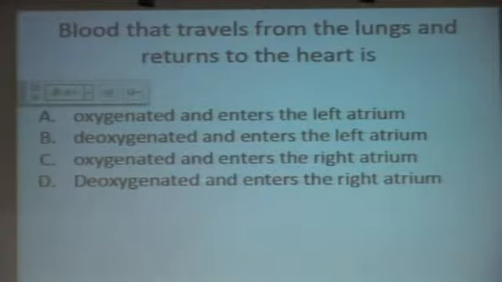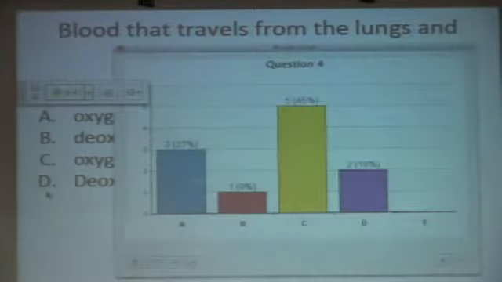Okay. And then those are our results, and then we can talk about them. Okay? So it's really fast, it's something for them to look at, and it moves things along, I think, quite nicely in the classroom.